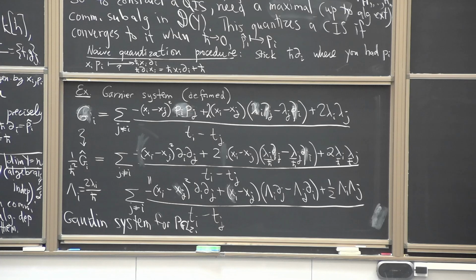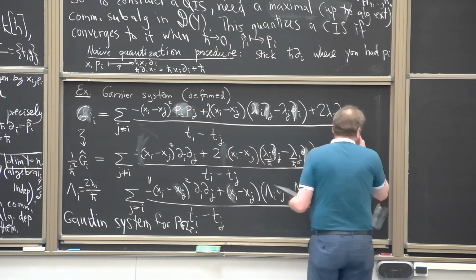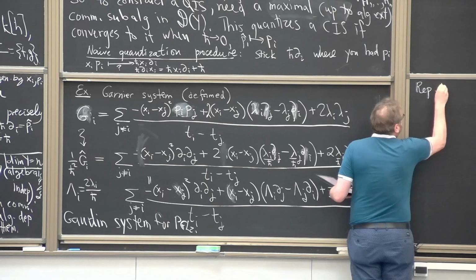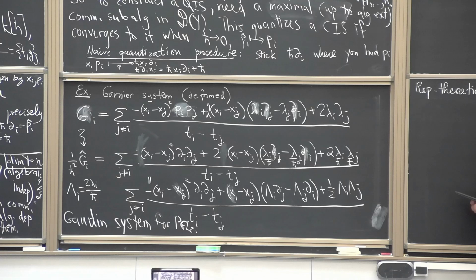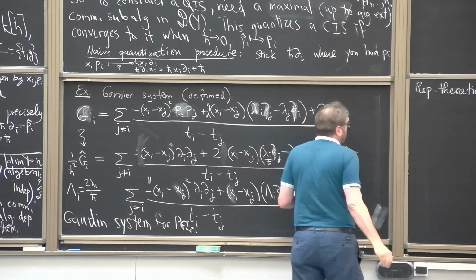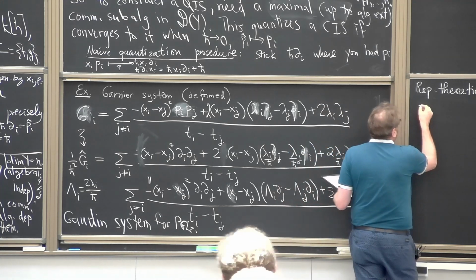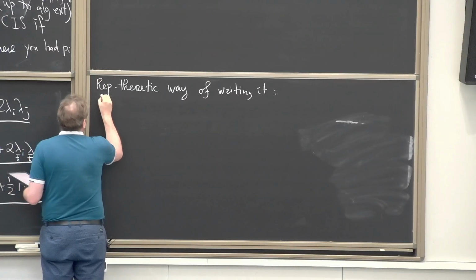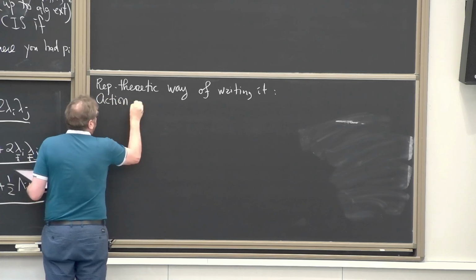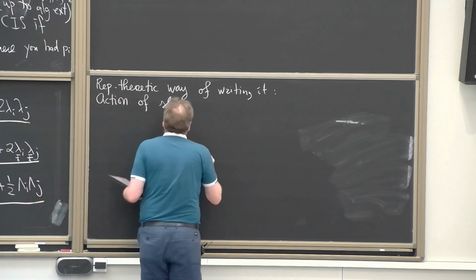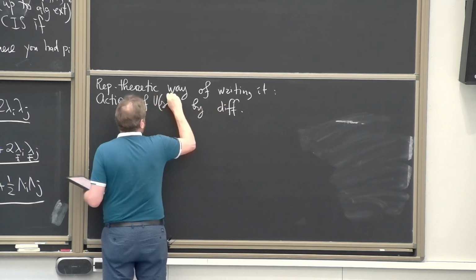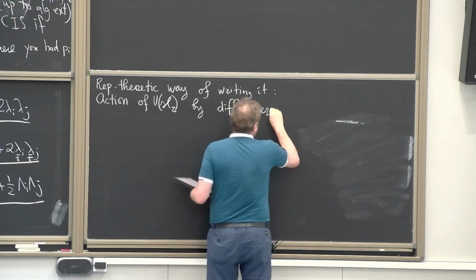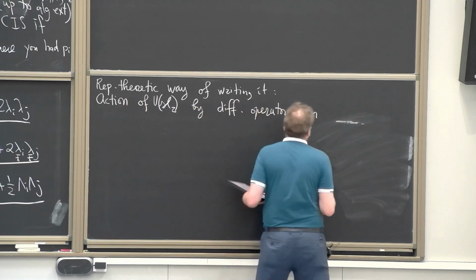And you may have seen it in representation theory, but maybe you won't recognize it because representation theorists write it in a little bit different way. So let me explain it. Actually, a representation theoretic way of writing it. Well, for that I should recall the action of SL2 by differential operators. Let's say the enveloping algebra of SL2 on differential operators on the line.